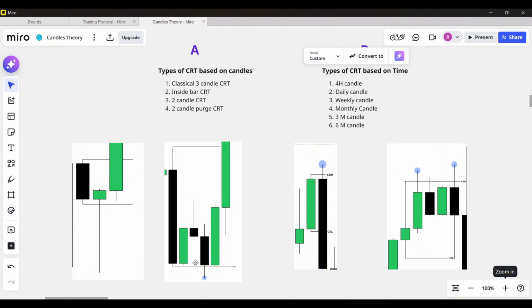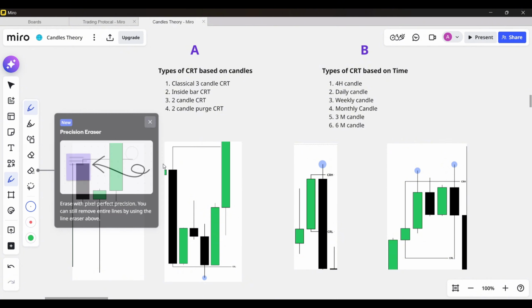The first candle, the second candle, look, sorry, the fourth candle has closed inside the range, at the low of the first accumulation candle. This is the CRT candle, the inside bar CRT. The purge has happened. Push higher. We can see another CRT right over here.